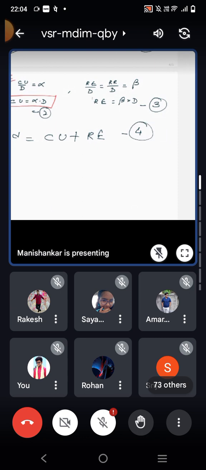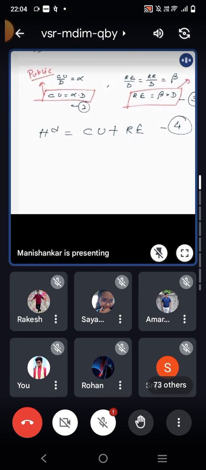And the reserve deposit depends on the commercial bank, that is, whether they will hold more reserve or less reserve. Maybe this would be beta into D, or it could be beta plus gamma into D if the excess reserve does not equal 0. So it depends on the behavior of the commercial bank. And the supply of high powered money equals H bar. This depends on the central bank.